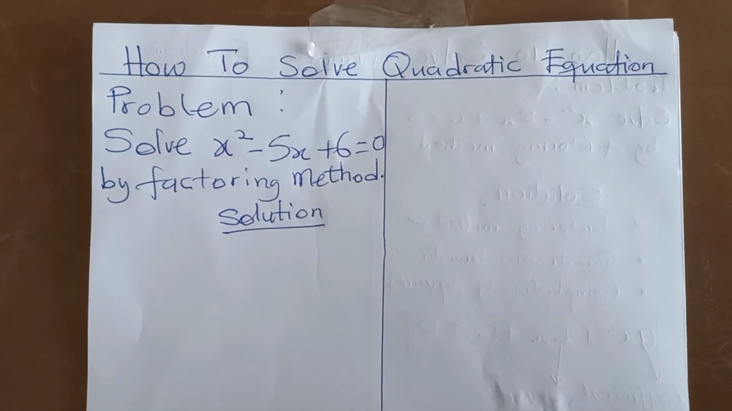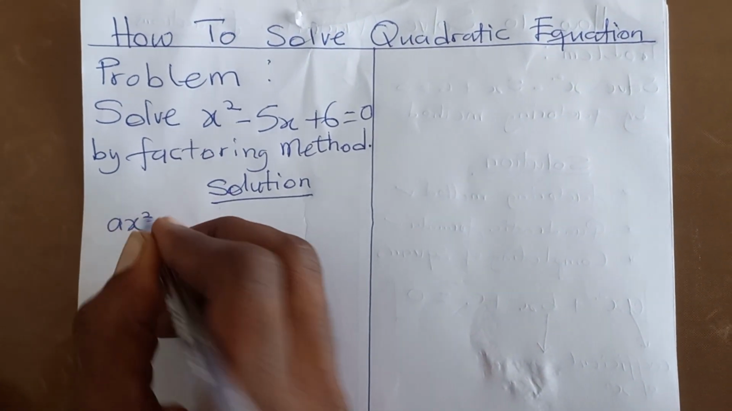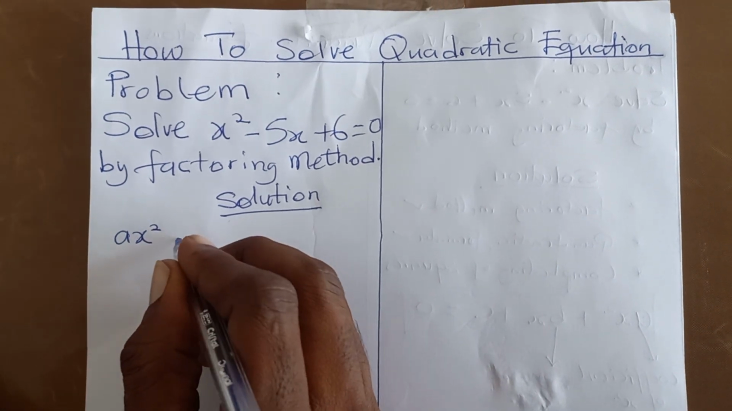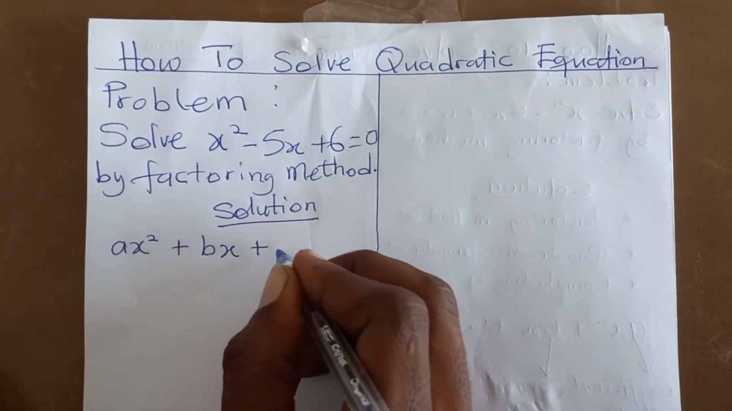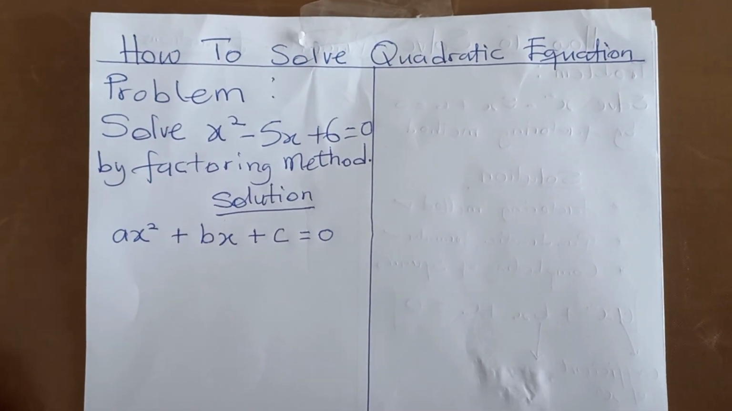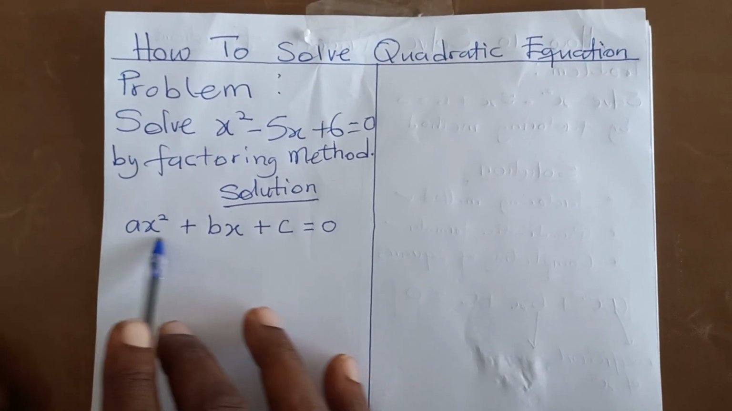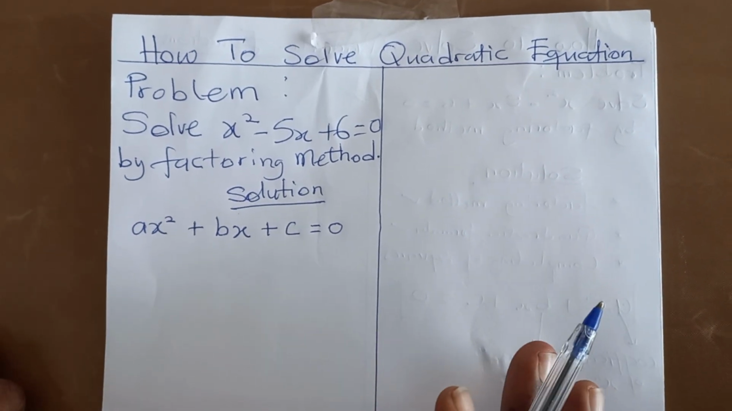Its form, that is ax squared plus bx plus c is equal to 0. So this is the form of a quadratic equation.